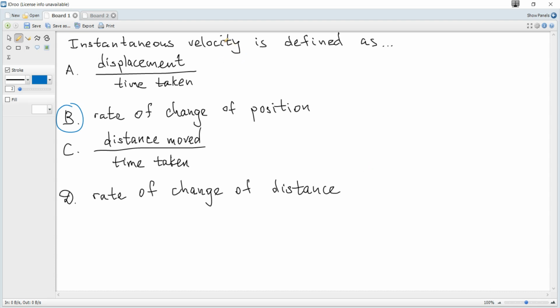And velocity is related to displacement or position vector, or coordinate if it's one-dimensional motion, and speed is related to distance. And instantaneous speed is the rate of change of distance. And what is displacement over time taken? Displacement, a vector quantity, is related to velocity, so it's average velocity, and total distance traveled over total time is average speed.